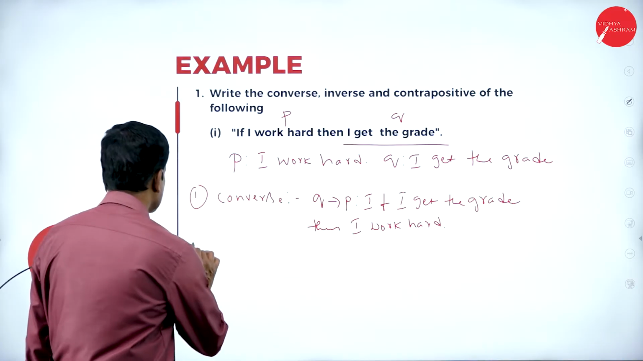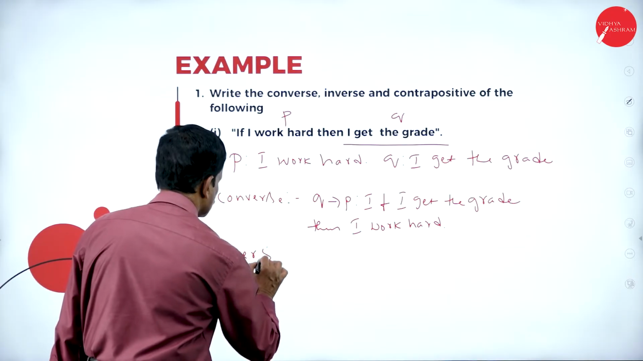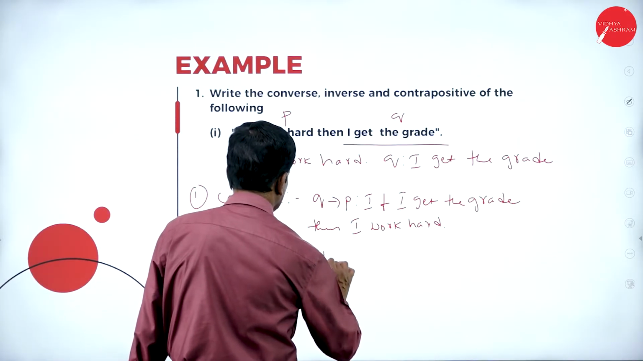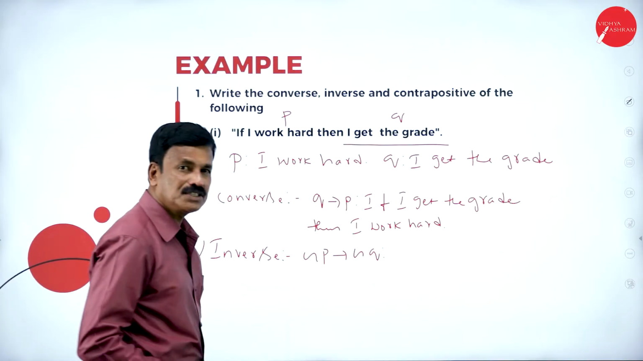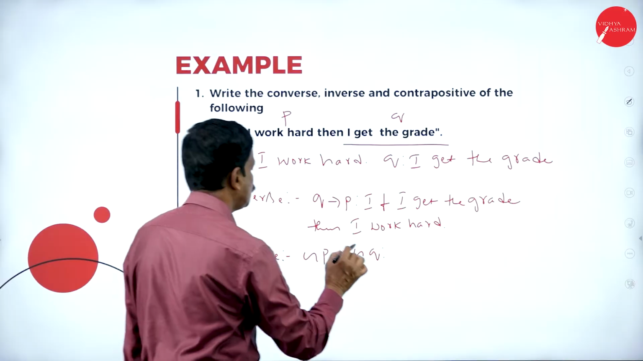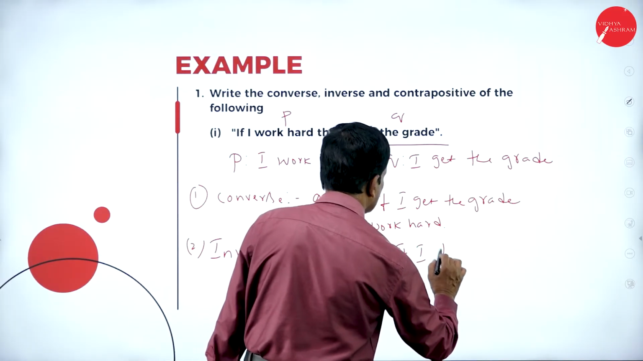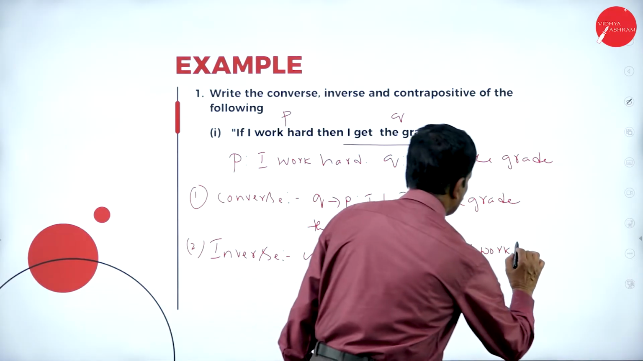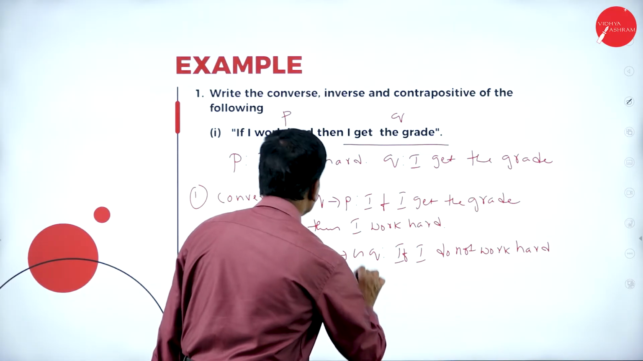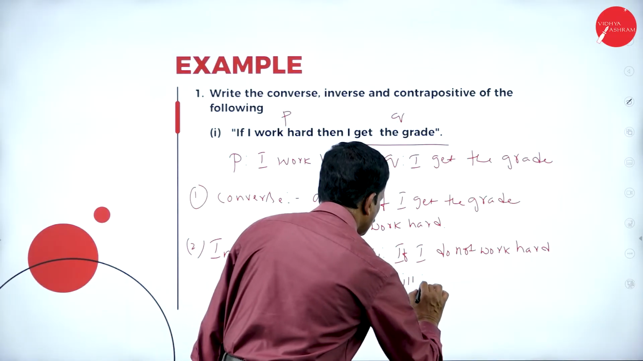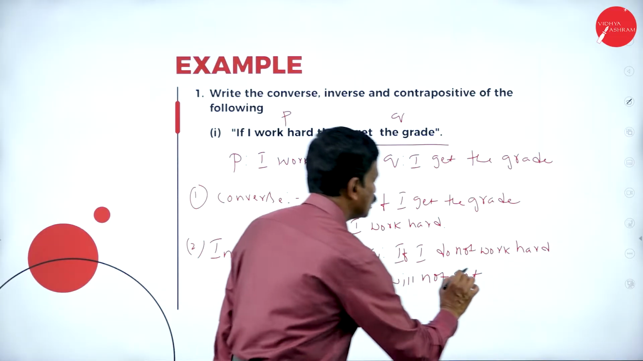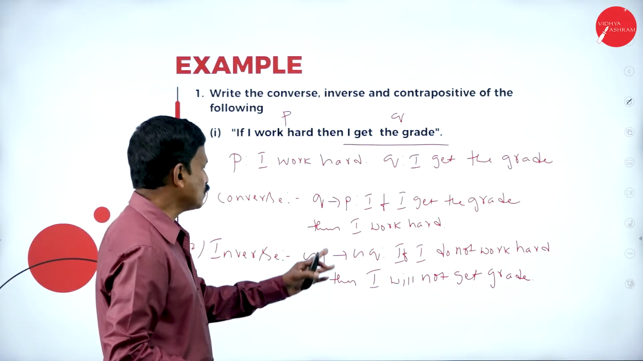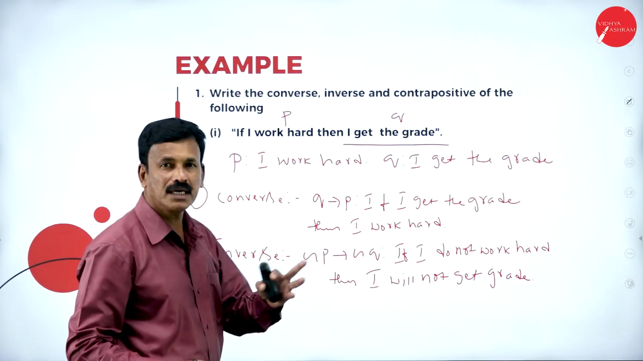Now, second one, inverse. For inverse, negation P conditional to negation Q. Negation means not. If I do not work hard, then I will not get the grade. So, negation P conditional to negation Q is nothing but if I do not work hard, then I will not get the grade.